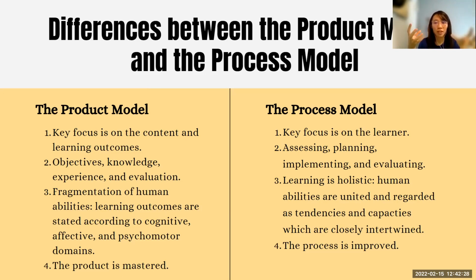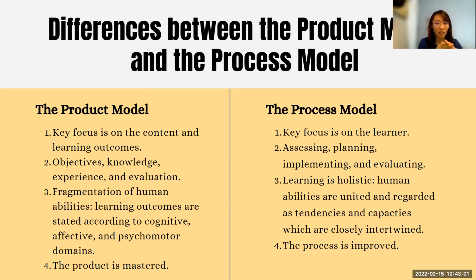So the human abilities are united and they are regarded as tendencies and capacities. For example, when you are at this level, you will have the tendency to do something, and then at this level you have the capacity, you are able to perform certain skills, certain knowledge you are able to display. And these tendencies and capacities are very closely intertwined. So it's not separated into different learning outcomes like the product model.